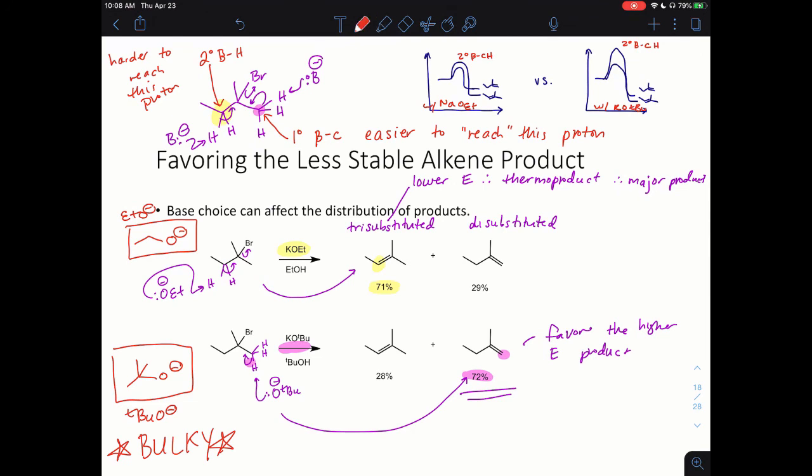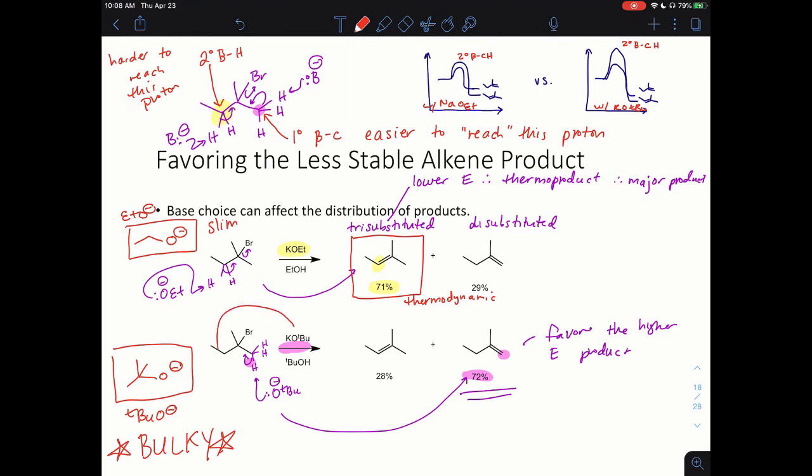So for the sodium ethoxide, which is slim, it can get in and deprotonate that secondary beta hydrogen to generate the more substituted product as the major product. We would say it's under thermodynamic control. It favors the lower energy product.